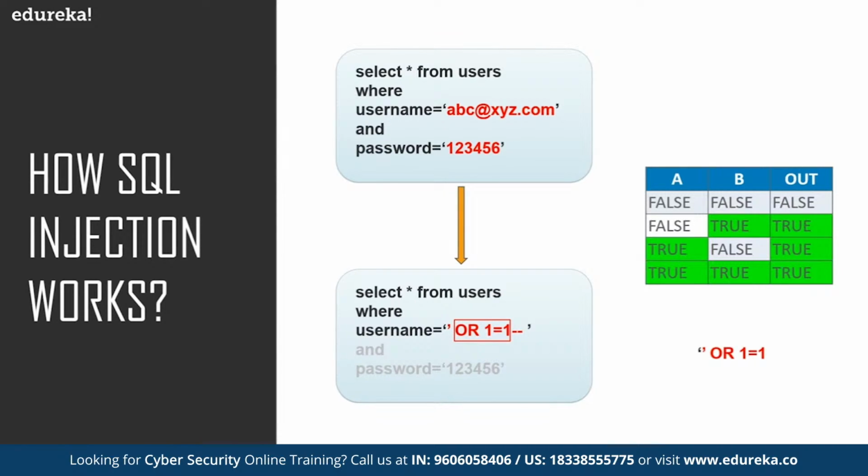Now what is the use of the extra double hyphen that I've used? The double hyphen is used to comment out the rest of the SQL query. That's why I've faded out the and password part. When I use the double hyphen, it doesn't matter what the next part of the SQL query is. And like we've understood, this OR function returns true, then this SQL query returns true, meaning that the login is successful. So this is how SQL injection works.